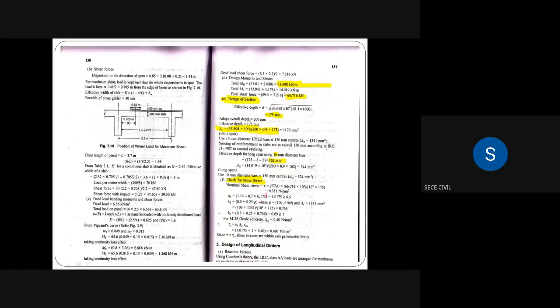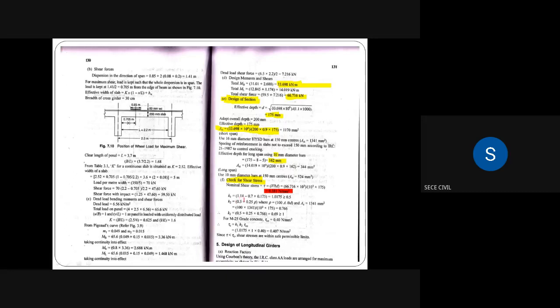So we are getting the tau value as 0.381 N/mm². Next, we have to check: tau V should be less than tau C. Then only it is safe in shear. So we have to calculate tau C. Tau C is K2 into tau C naught. For calculating tau C, we need K1, K2 and tau C naught, for which we have formulas.